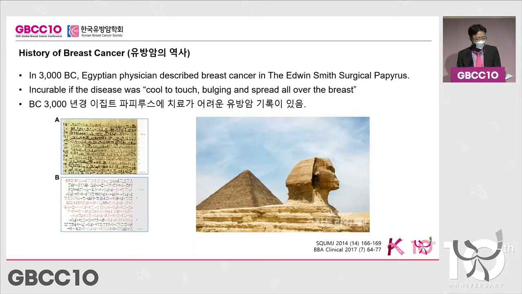It's interesting to note that the history of breast cancer dates back a very long time. In 3000 BC, Egyptian physicians described breast cancer in papyrus records. It was actually very precise, and there was a lot of information related to breast cancer.